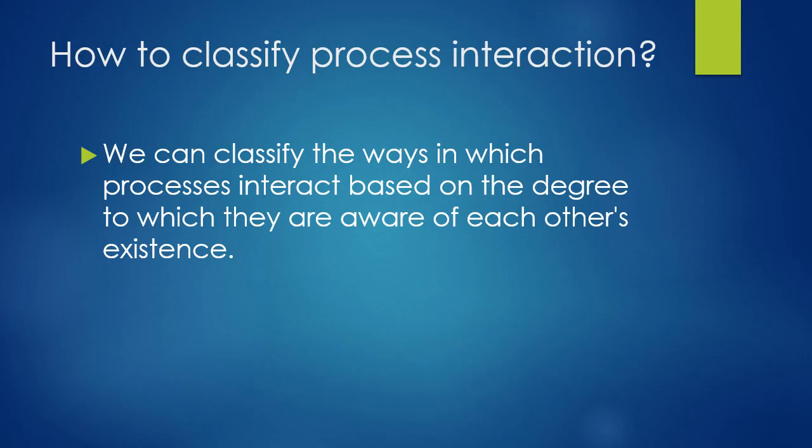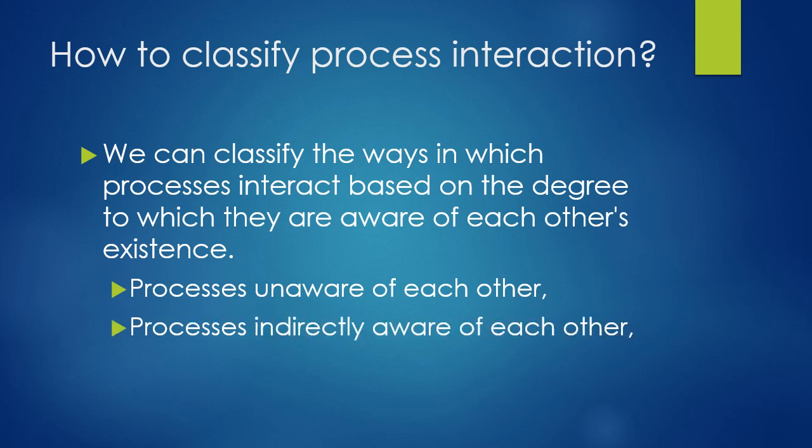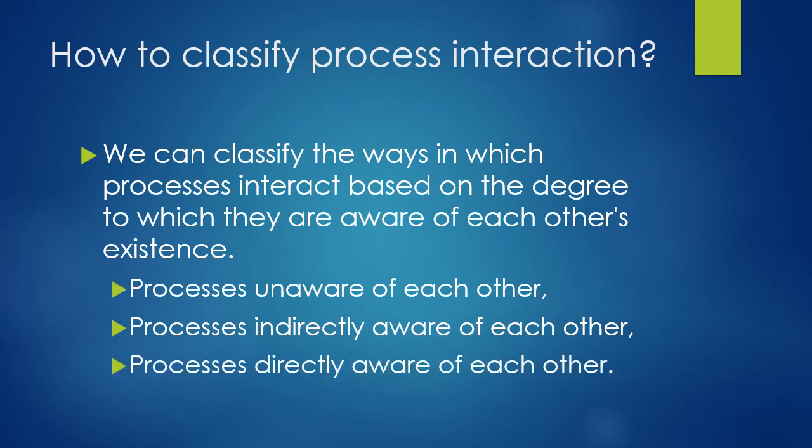We can classify the ways in which processes interact based on the degree to which they are aware of each other's existence. Sometimes processes are totally unaware of each other. This is one kind of interaction. Sometimes processes are indirectly aware of each other. So this is the second kind of interaction. And the final kind of interaction is when processes are directly aware of each other.